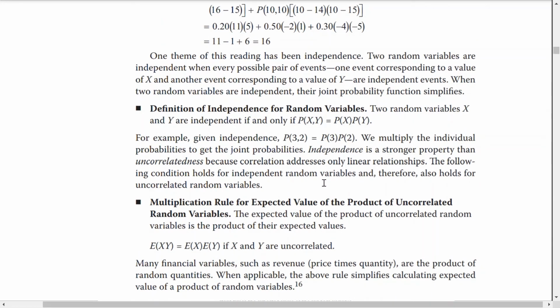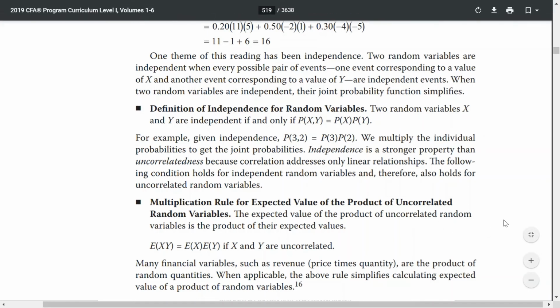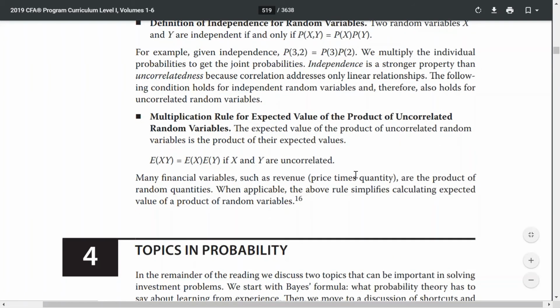We multiply the individual probabilities to get the joint probabilities. Independence is a stronger condition than uncorrelatedness, because correlation addresses only linear relationships. The following conditions hold for independent random variables, and therefore also hold for uncorrelated random variables. Multiplication rule for expected values of products of uncorrelated random variables: the expected value of the product of uncorrelated variables is the product of their expected values. So this is quite intuitive. If you know the expected values of X and Y, you can multiply them, given that these two are uncorrelated. That means they're independent. They're not related to each other.